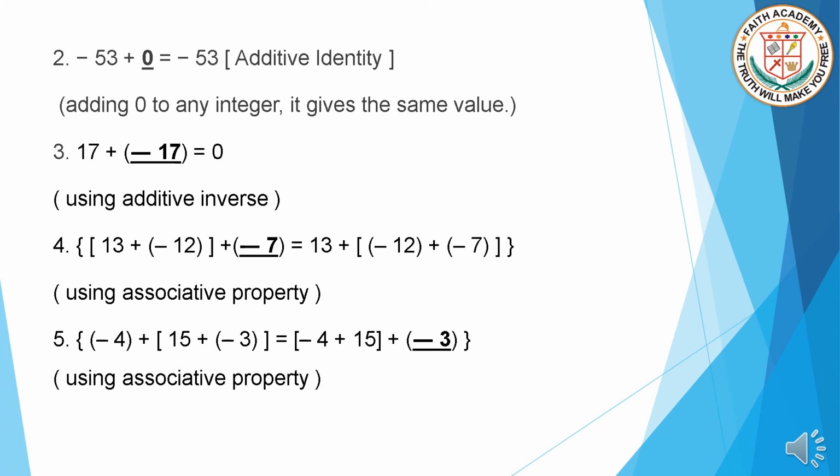Now fifth question is -4 plus 15 plus -3 is equal to -4 plus 15 plus dash. Here also you have to see which property you have to use. You have already learned the properties. Now you can see that here by using the associative property we can fill in the blanks with -3 because that is the only number that is left out.